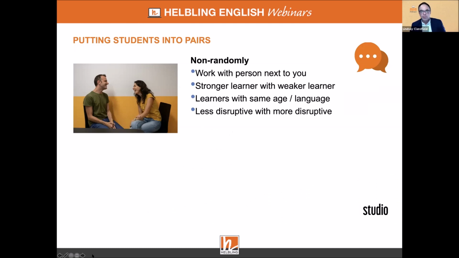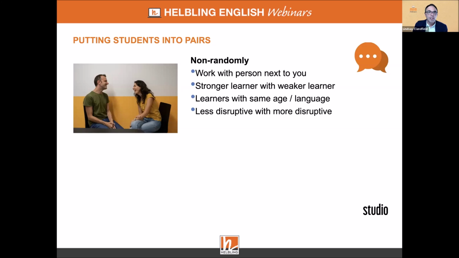How do we put students into pairs? Now I'm not talking about online here. Now I'm talking about not online. Very often we do it non-randomly. So non-randomly is like, okay, just work with the person next to you. Yeah.